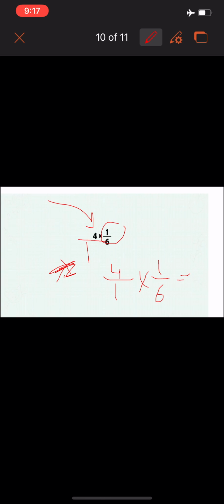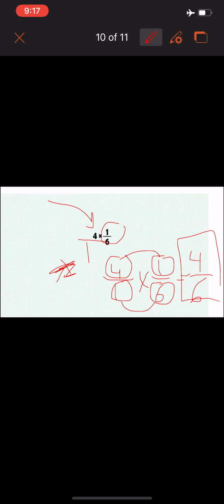Remember how we multiply fractions together? We just work with both the numerators and denominators. So numerators together, 4 times 1, 4. And denominators together, 1 times 6, 6. This is my fraction. Hope you got the idea, girls.